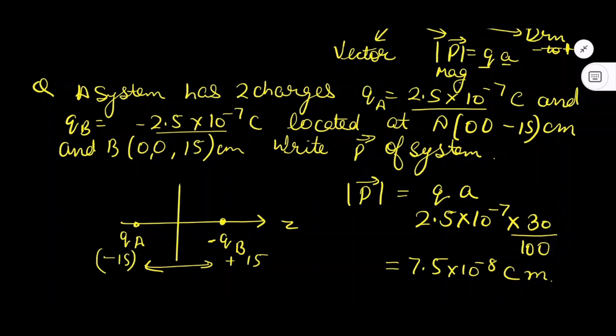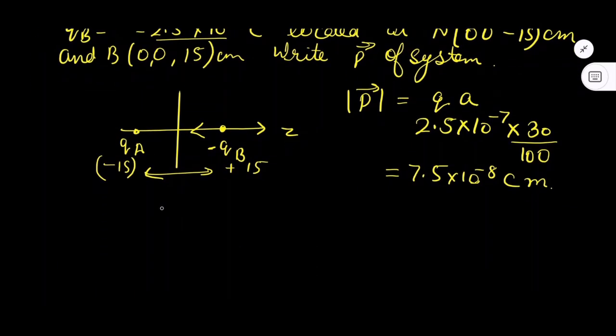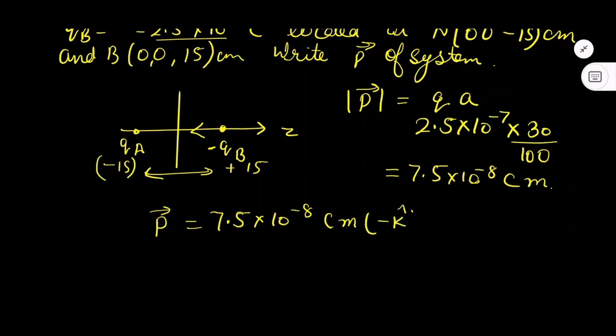Now for the direction, we know it is from negative to positive, so it will be in this direction, that is in minus k cap. So we'll completely write here: 7.5 into 10 raised to power minus 8 coulomb meter. This will be the magnitude into minus k direction. So this is the dipole moment of the system, right?